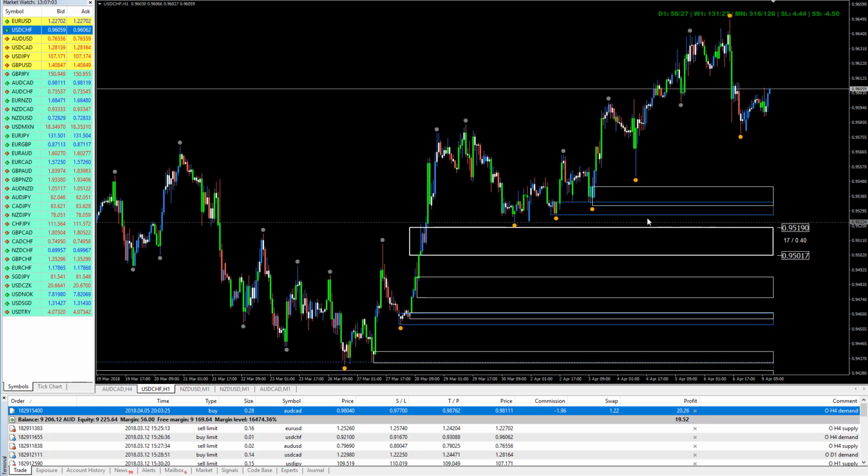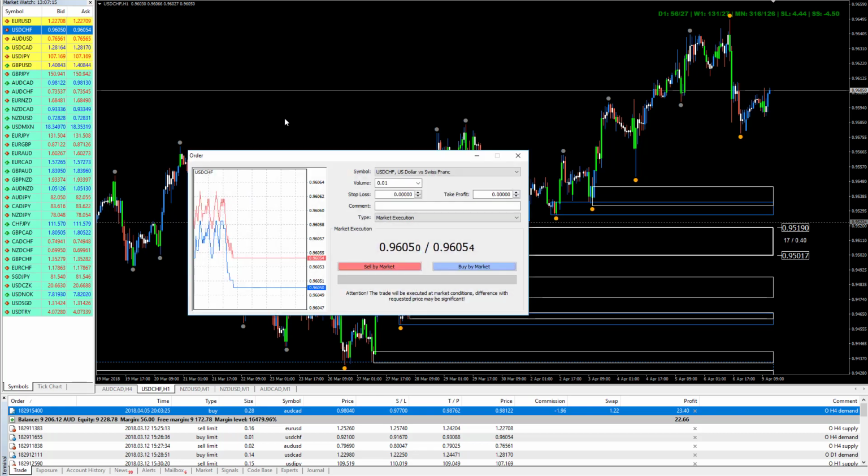Okay, so we're going to put this one on here. We don't know what's going to happen. The sentiment might change by the time price gets back here. But we're going to put this on because it will be interesting to see and analyze down the road. So I'm going to put this one on.